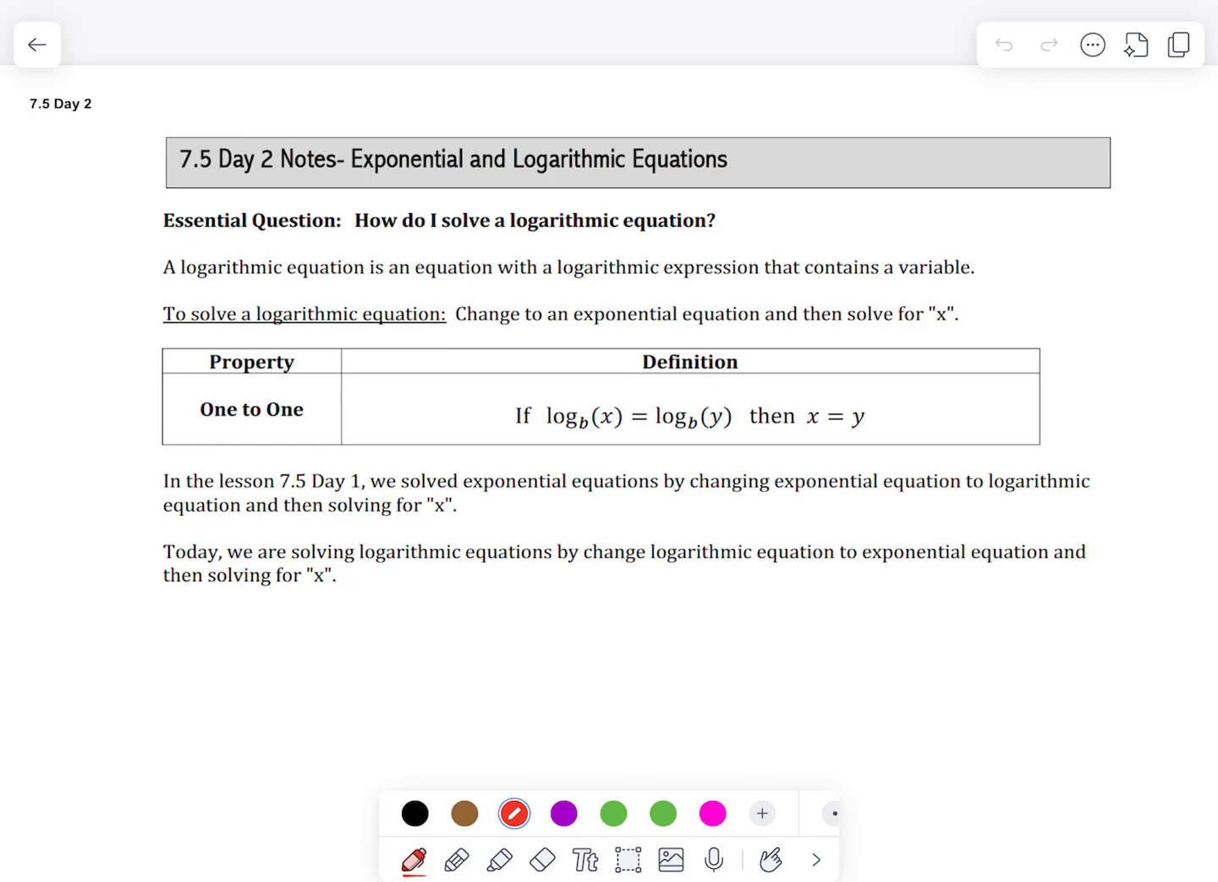So again, we've seen this one-to-one property for exponentials. Now it also applies for logarithms. So if they both have the same base, then x would equal y. So here is our property.